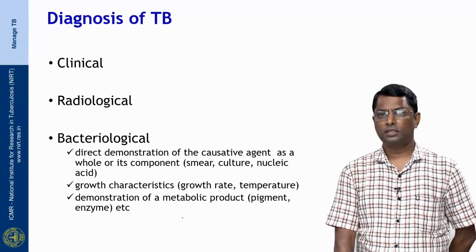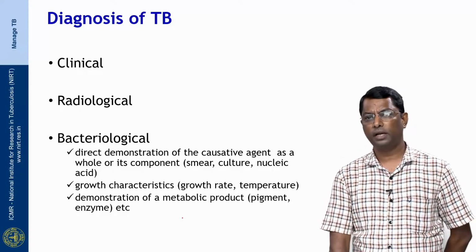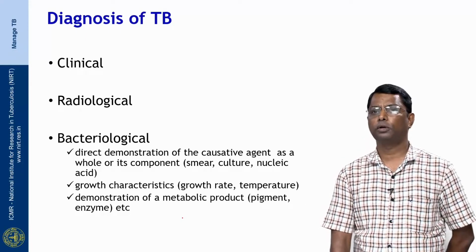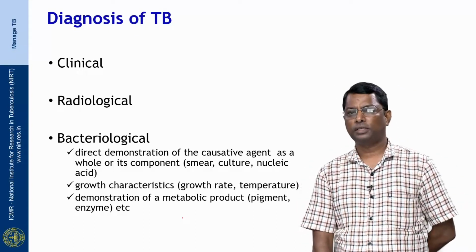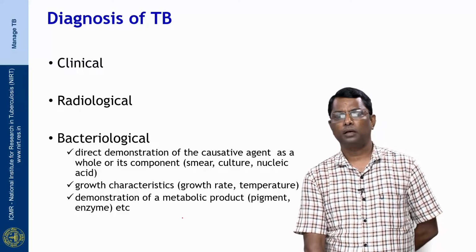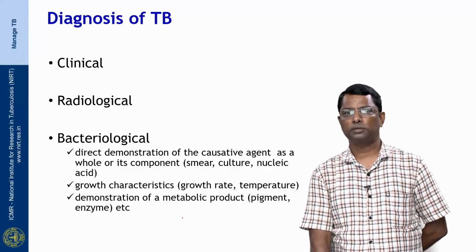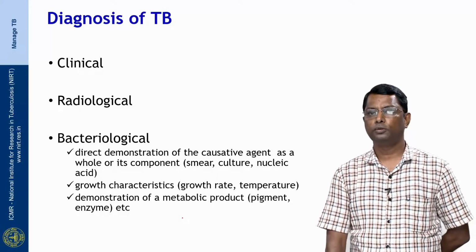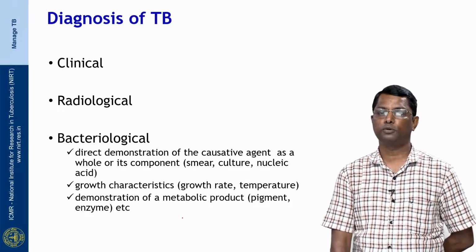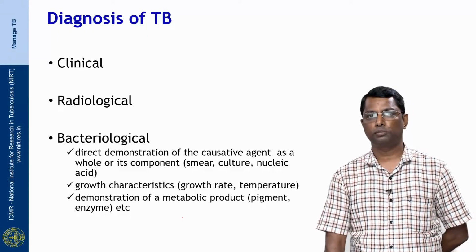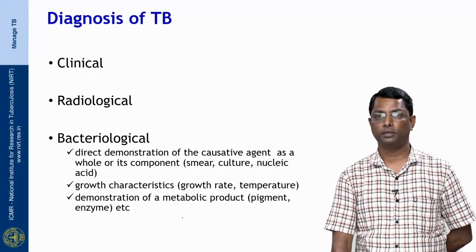Growth characteristics, that is growth rate or growth temperature, can also be used for detection or bacteriological classification of the organism. Classification of the organism can also be demonstrated by metabolic products like pigments and different enzymes which are produced by Mycobacterium tuberculosis or other species of Mycobacterium.